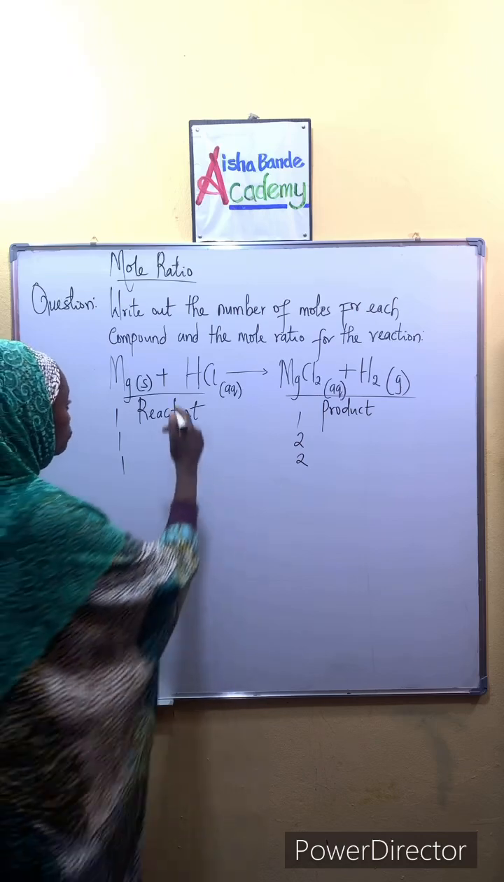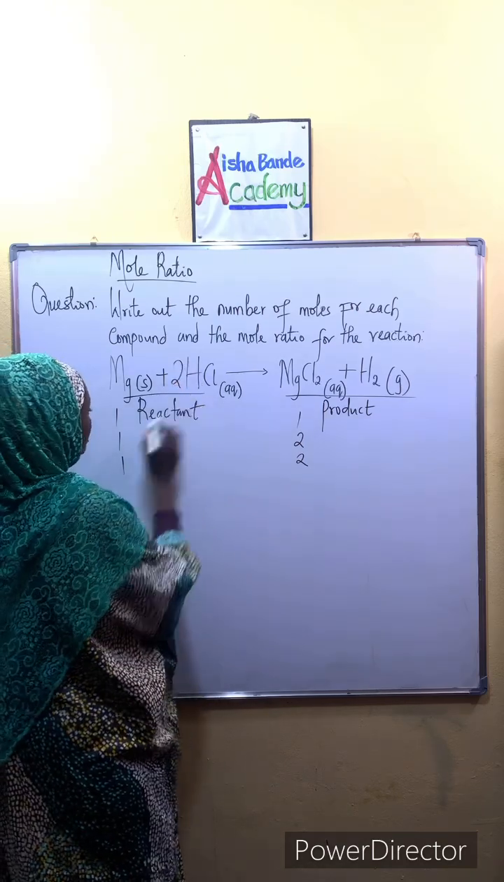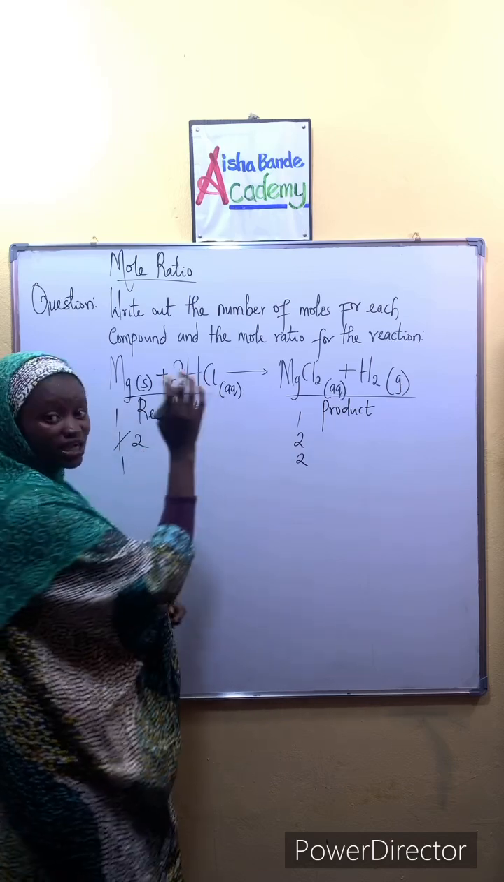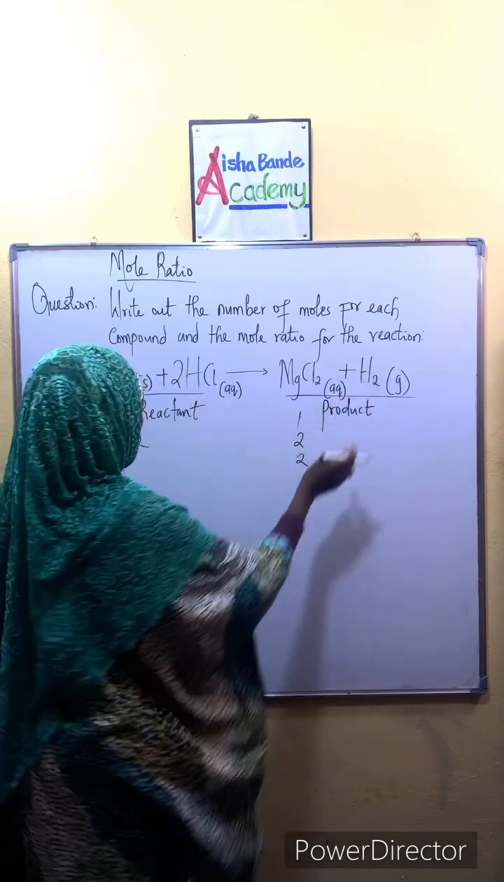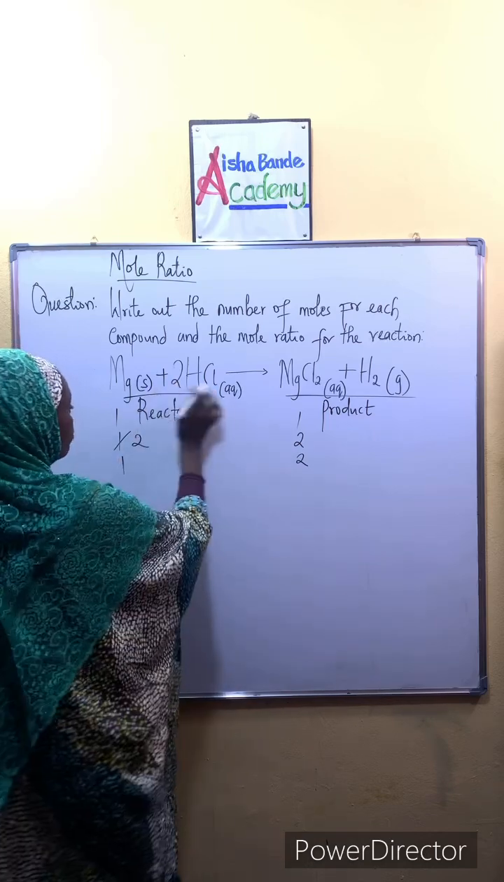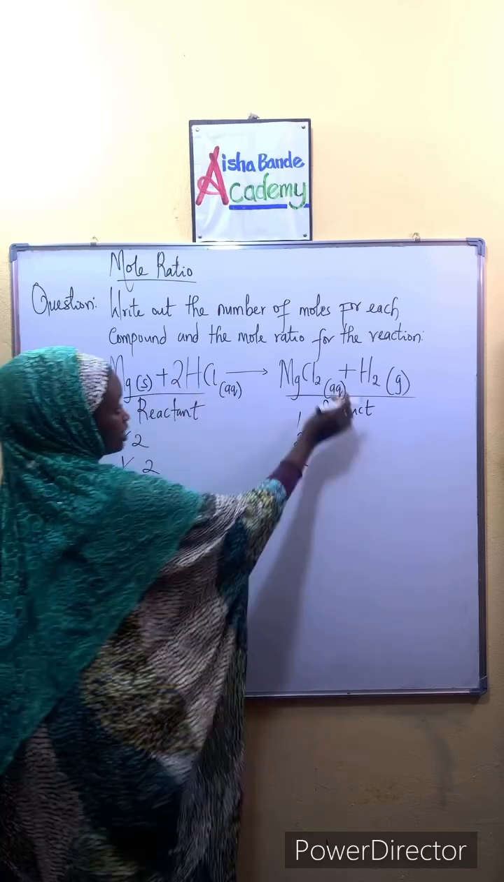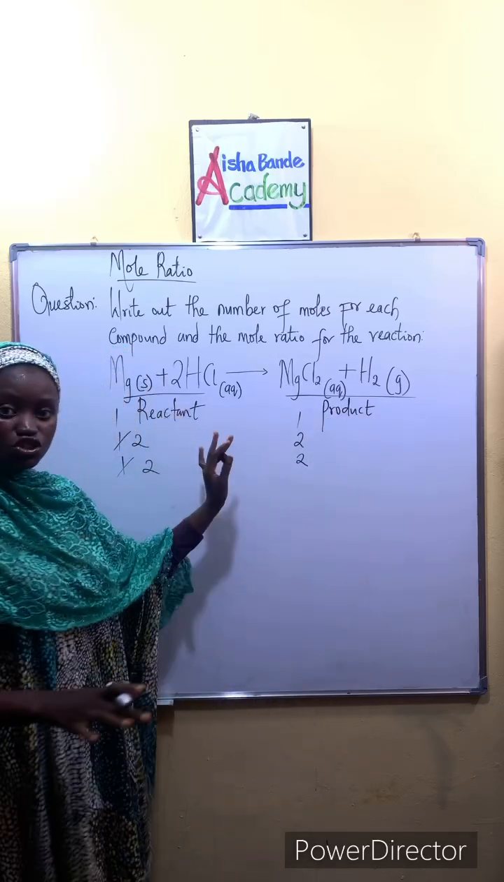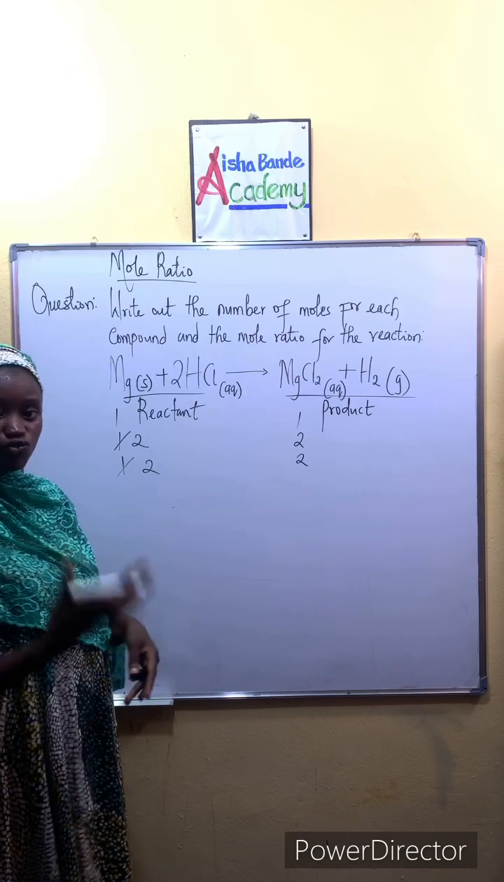So let's balance up. If you add a 2 here now, this makes hydrogen here become 2. So hydrogen here is 2 at the reactant side and also 2 at the product. So looking at chlorine, chlorine here is now 2 because this 2 affects the chlorine. So chlorine here is 2 and chlorine here also is 2. So that means all the elements in this chemical equation are balanced. So now we can move on, okay?